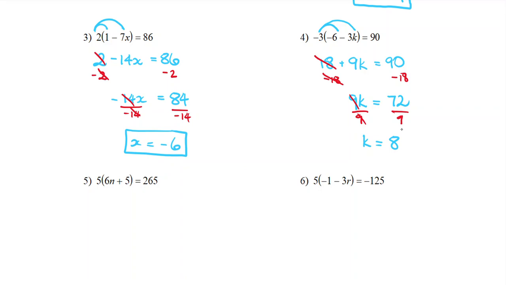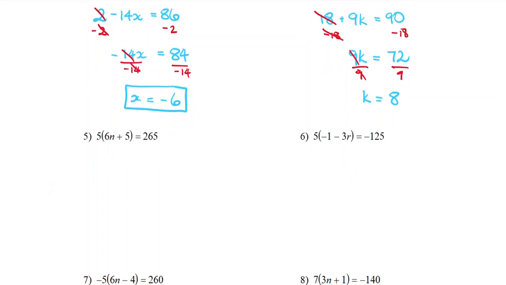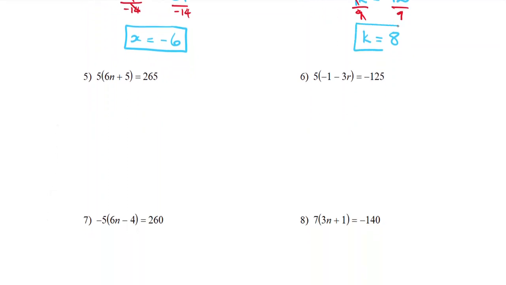Okay, Chloe, Sophie, who wants to go next? Do it, Chloe. Come on, you can do it. Question 5. Okay, you're going to times this out. That one times that one is? So you're going to have 30 and the n. Okay, now you're going to do 5 times the 5. Yep, so plus 25, then equals the 265. That one doesn't change. Okay, what's your next step?